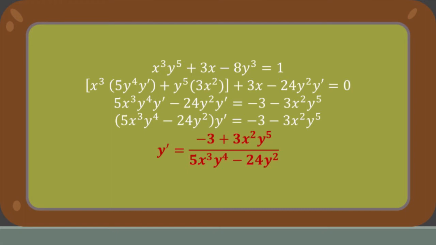And for the final answer, we have y prime is equal to negative 3 plus 3x squared y to the fifth, all over 5x cubed y to the fourth minus 24y squared.